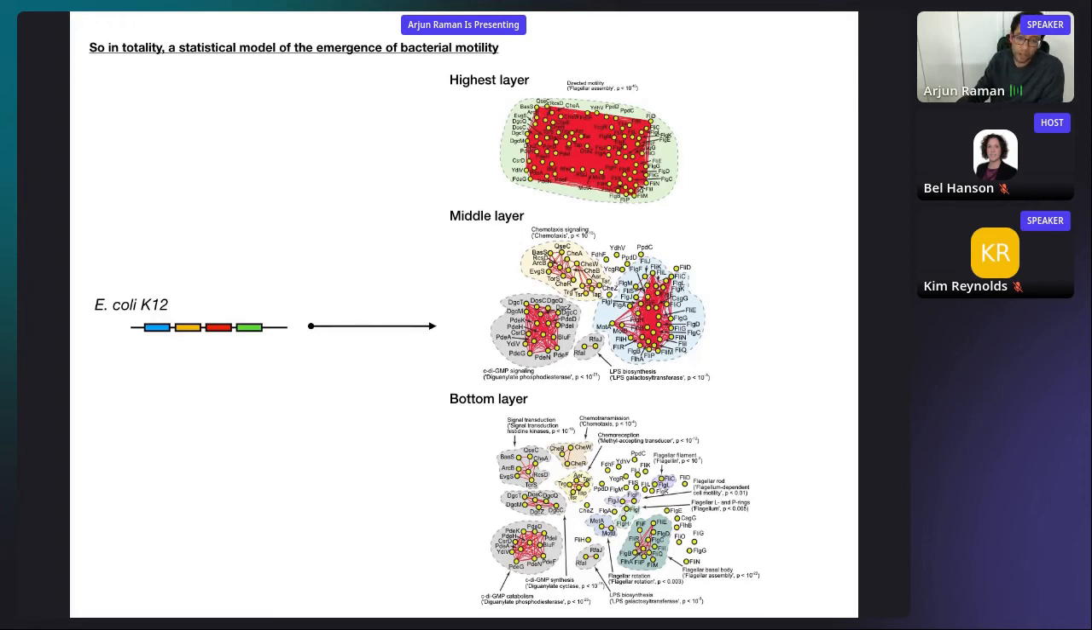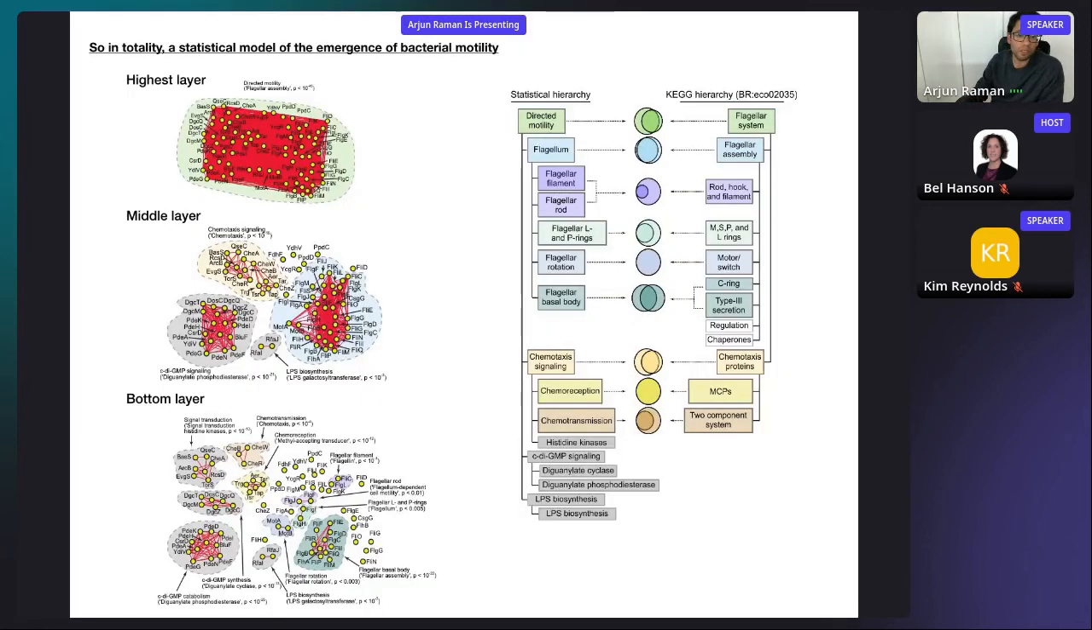Now, it's worth noting, this is a purely statistical description. There's no biology that goes into this, but there's a substantial overlap with the biology that we know. We wanted to quantify this in some way. This is a difficult thing to quantify, but we at least qualitatively compared what we found, our statistical hierarchy, with the KEGG hierarchy. And what we find is nearly a one-to-one correspondence.